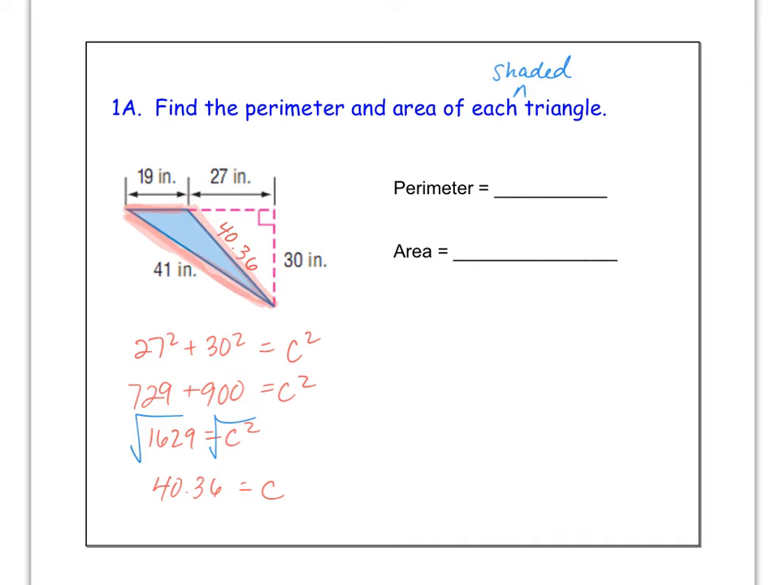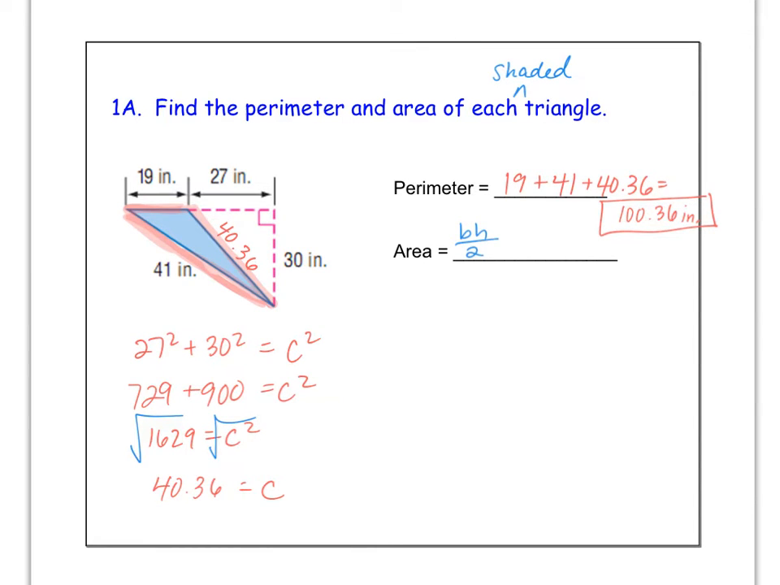Now I can find the perimeter of our shaded triangle. So again, we're going to do the distance around the blue triangle, which will be 19 plus 41 plus 40.36. We add up those 3 sides and we get 100.36, and it's inches. That's the distance around the blue triangle. Next, we're going to find the area of the triangle, which is base times height divided by 2.